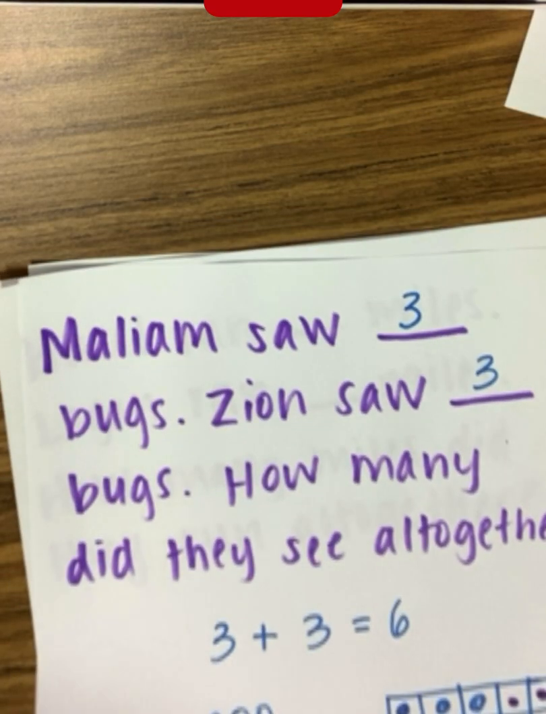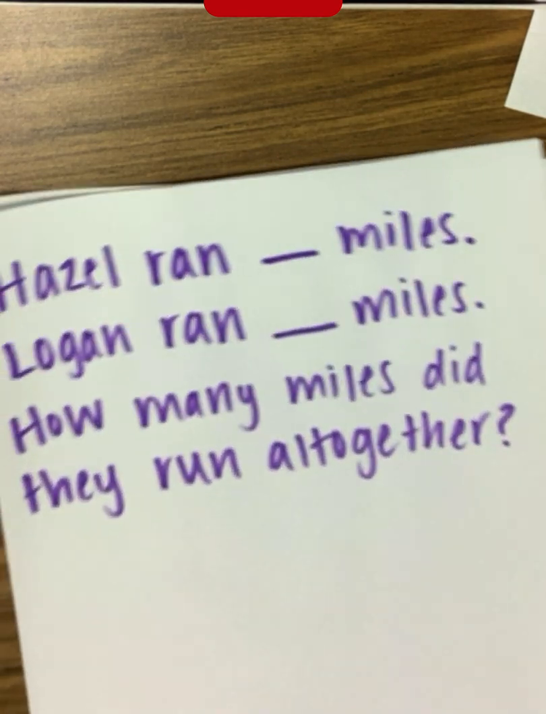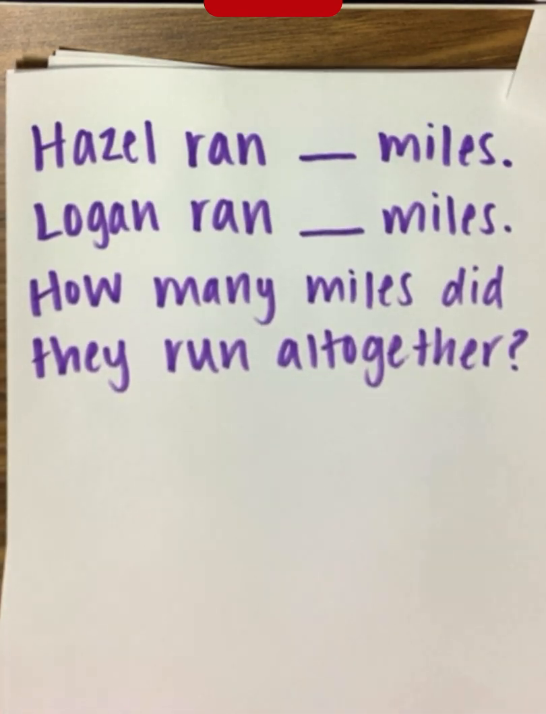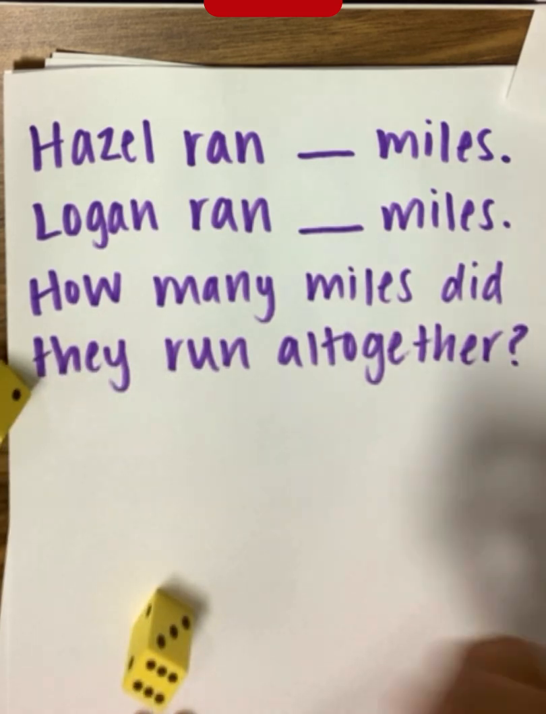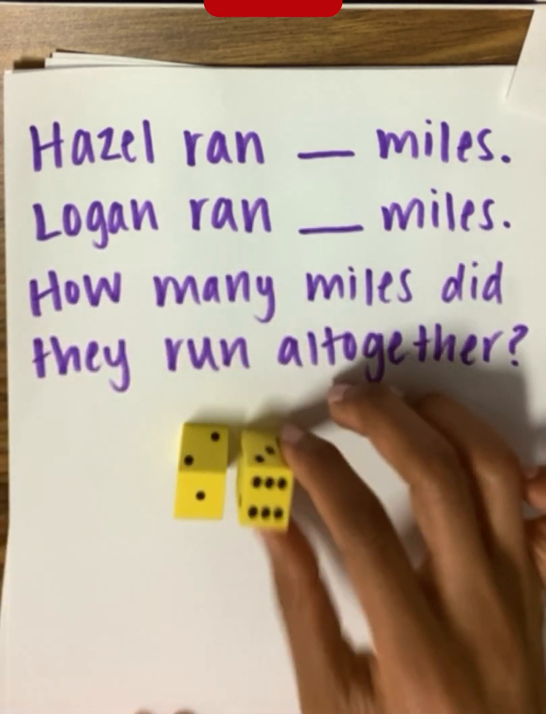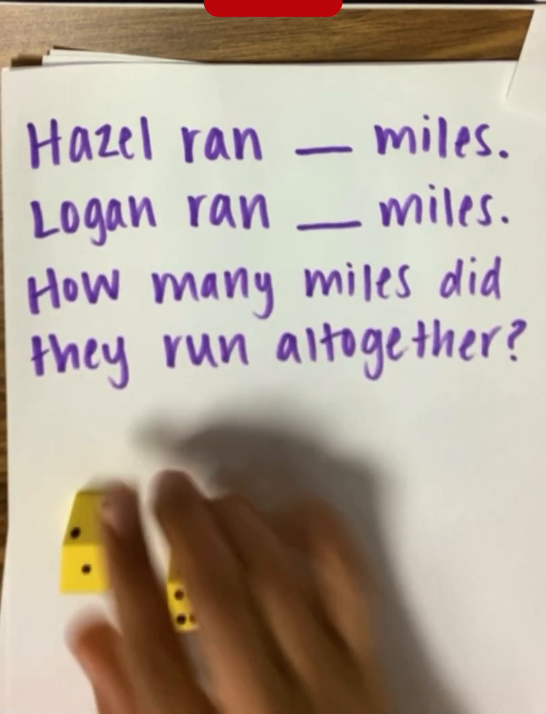Let's do one more together. Hazel ran blank miles. Logan ran blank miles. How many miles did they run all together? So let's roll our dice again. Oh, we got the same ones that we already did. Let's try something else. Okay. 6 and 1. So let's see.